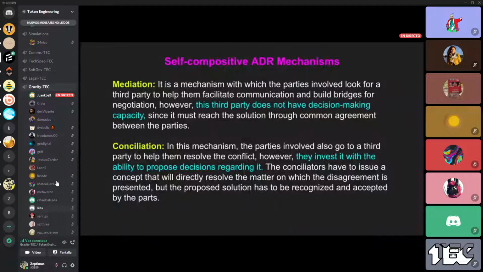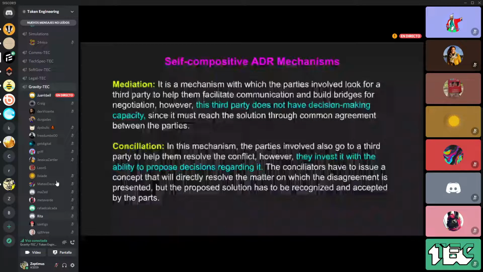And instead of that, in conciliation, the third part is invested with the ability to propose decisions regarding the issue. But in conciliation, this decision is not taken as a verdict of a jury, but instead is taken as a proposal for the parts to accept, if the parts like it. That is why this ADR needs so much the commitment of the people, because in a conciliation process, a conciliator can propose a solution, and then if the parts involved don't agree with that decision, then they will need to scale the conflict or the solution of the conflict to a higher institution.